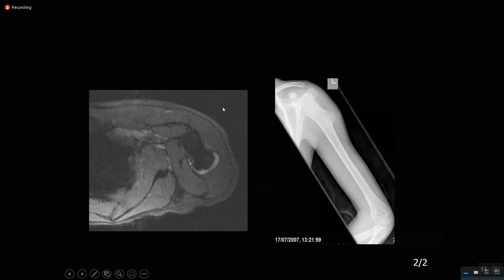This is the one sequence of MR. So on this axial sequence, I can see the same corresponding osteochondroma. So I would measure the cartilage cap, and if it's more than 15 millimeters, then that's an increased risk of sarcomatous transformation. And this one actually is less than 1 centimeter. It is less than 10 millimeters. So if it's less than 10 millimeters, I wouldn't be worried about malignant transformation.